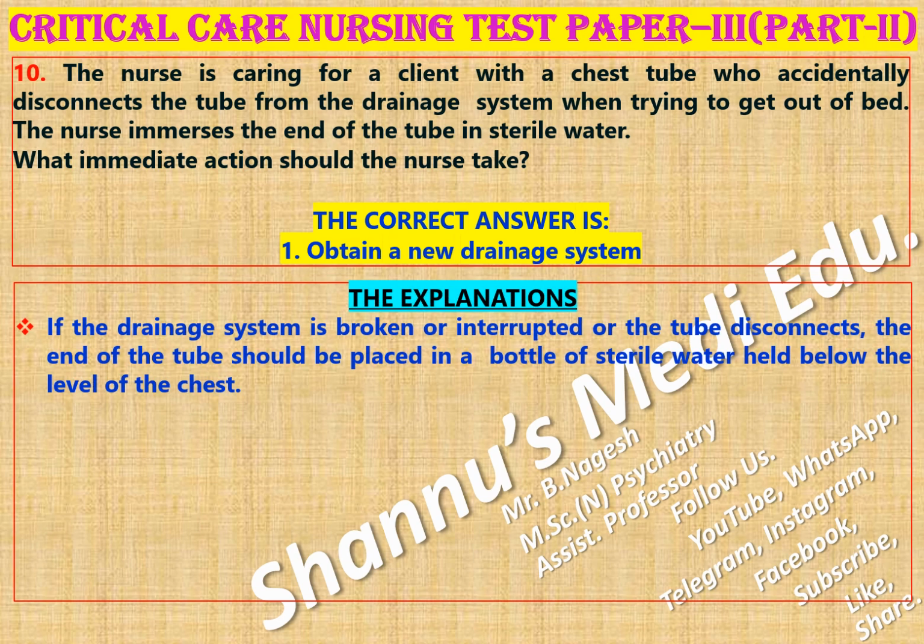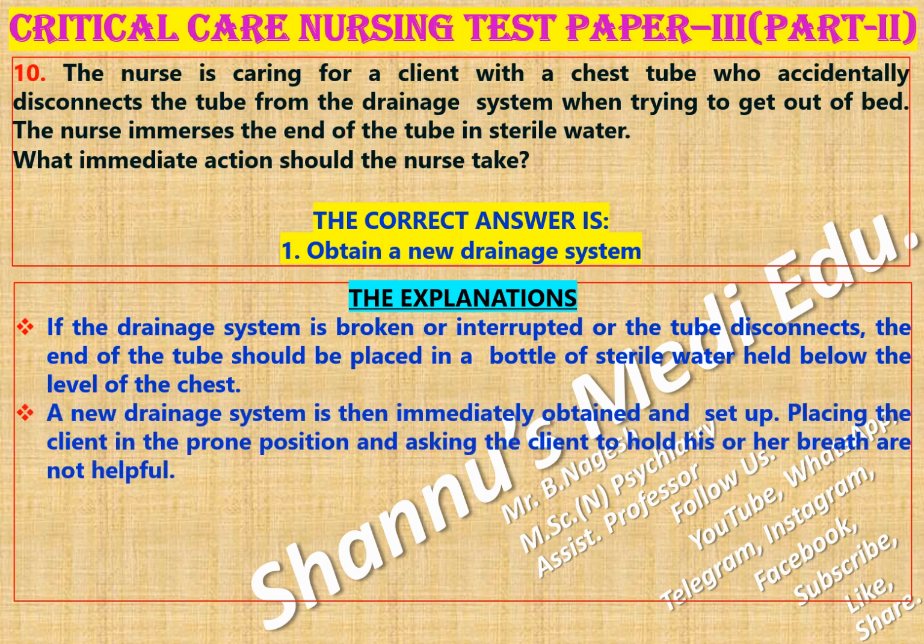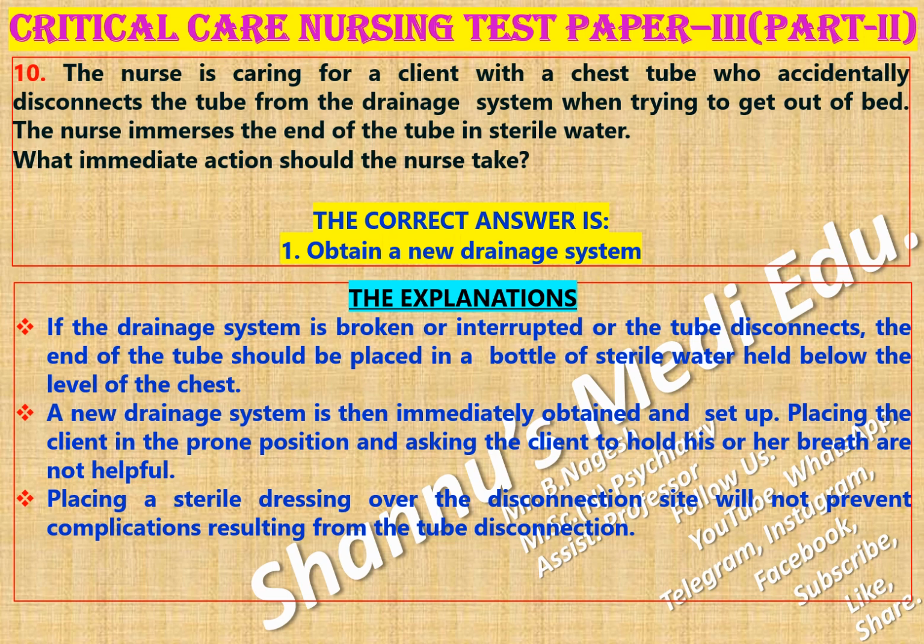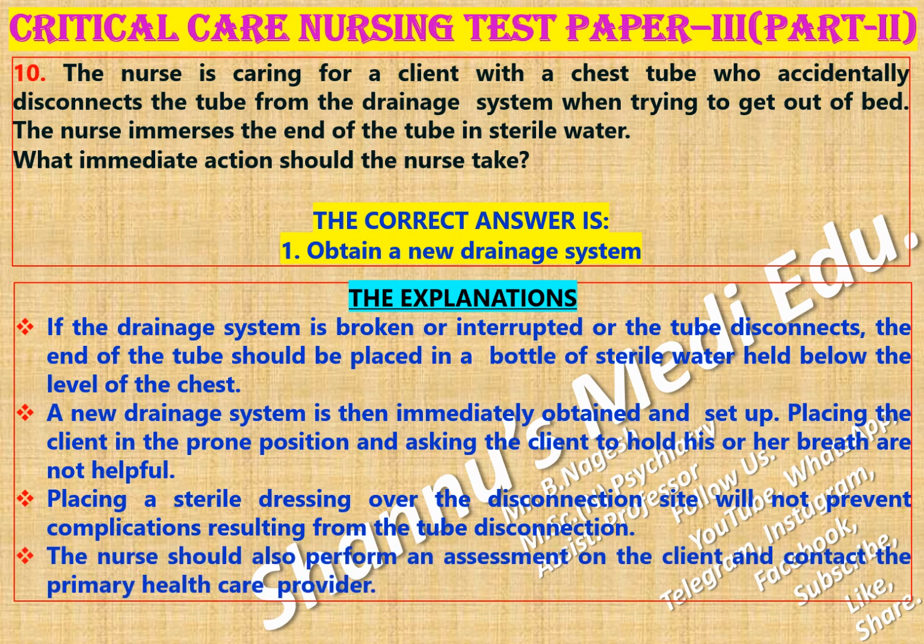The explanation of the question. If the drainage system is broken, interrupted or the tube disconnects, the end of the tube should be placed in a bottle of sterile water held below the level of the chest. A new drainage system is then immediately obtained and set up. Placing the client into the prone position and asking the client to hold his or her breath are not helpful. Placing a sterile dressing over the disconnection site will not prevent the complications resulting from the tube disconnection. The nurse should also perform an assessment on the client and contact the primary healthcare provider.